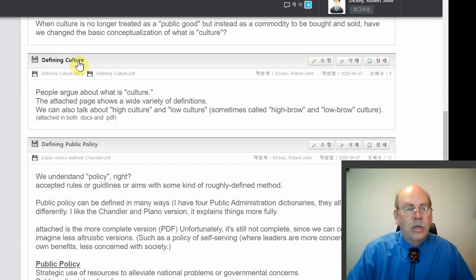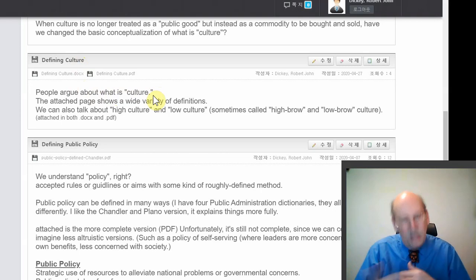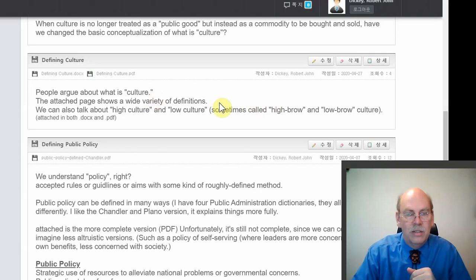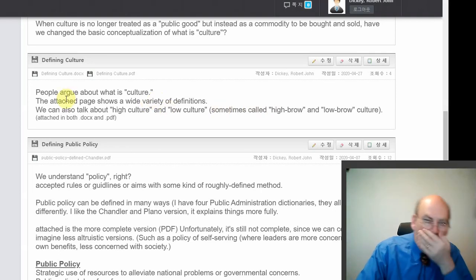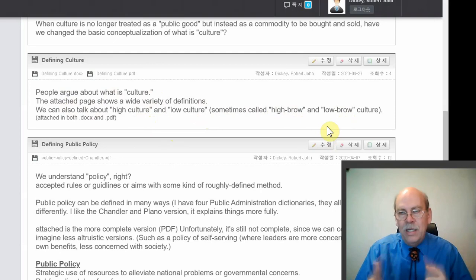Alright? So here, people argue about what is culture. The definition of culture is tough. The attached page shows a wide variety of definitions. We can also talk about high culture and low culture, sometimes called highbrow and lowbrow, and I introduced that in the last mini lecture when I pointed to bowling as something a lot of people would call lowbrow, and I pointed to the classic culture things like opera, ballet, which are traditional high culture.